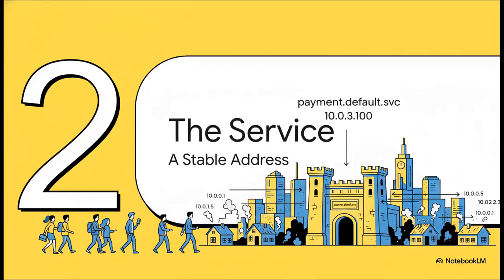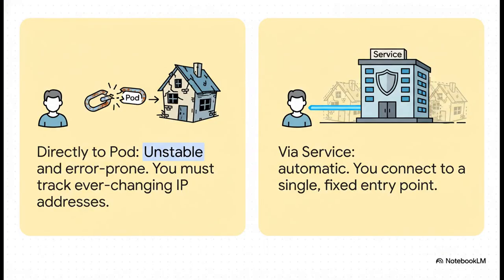So if we can't rely on these temporary pod IP addresses, how does Kubernetes give us a stable, trustworthy way to access our applications? The answer is this really elegant idea called a service. And this is the solution, right here in a nutshell. Instead of connecting directly to a pod, which is unstable and unreliable, we connect to a service. The service acts like a permanent, fixed front door for our app that never, ever changes, even as all the pods are scrambling around behind it.